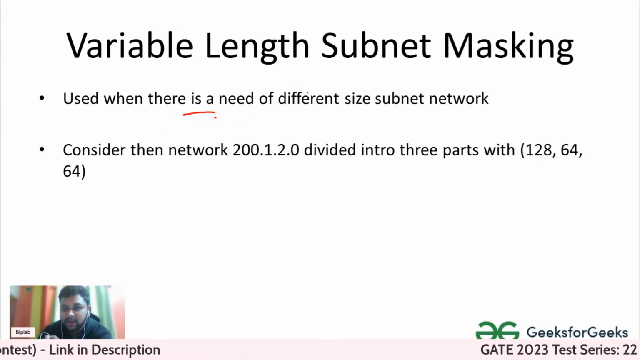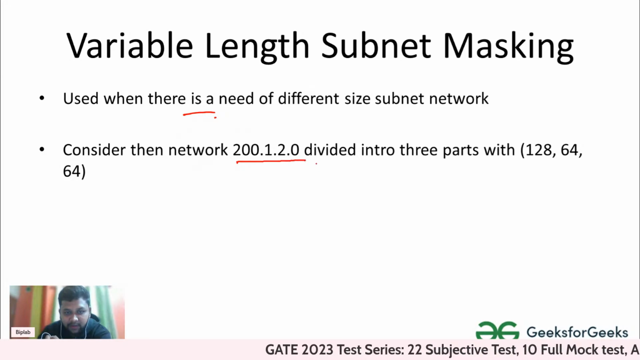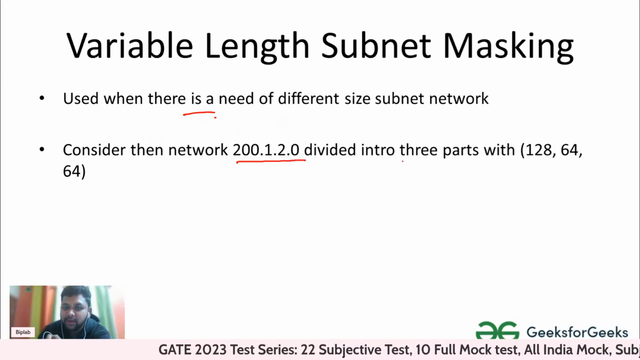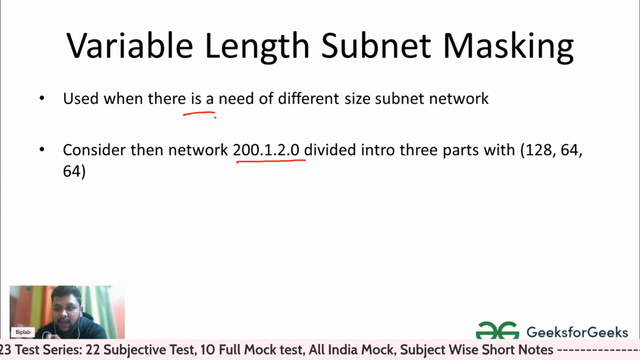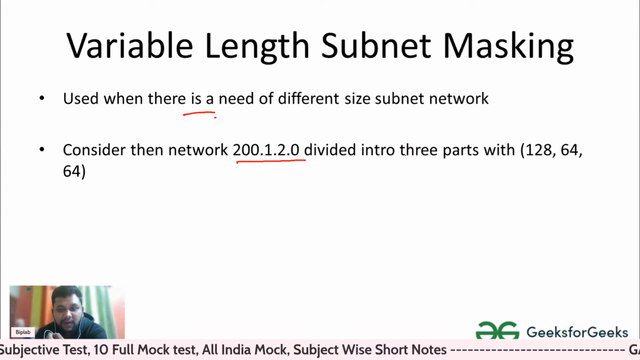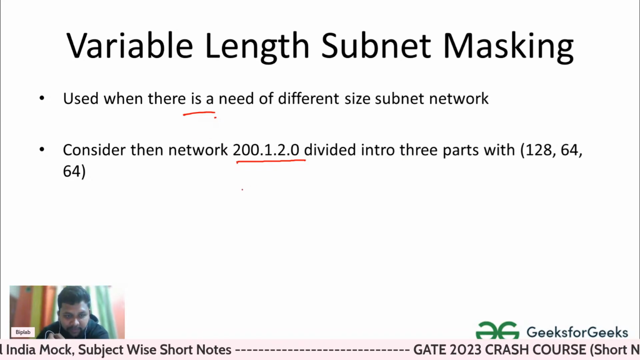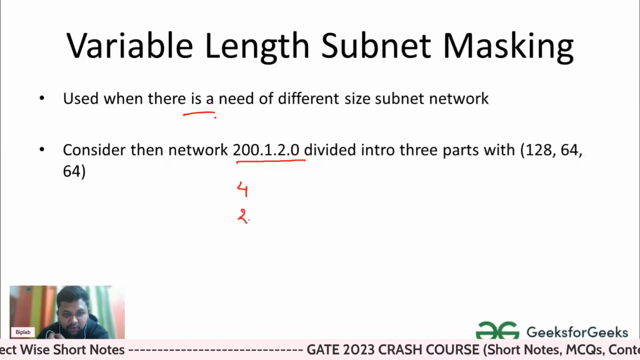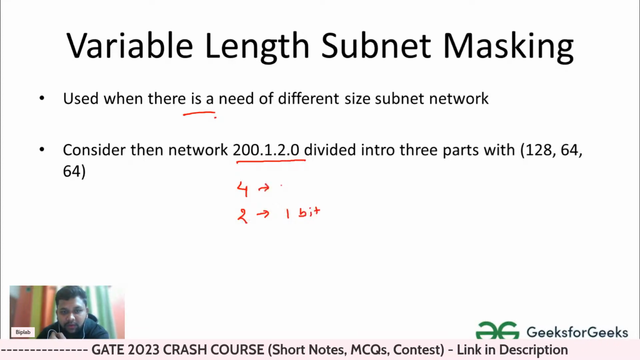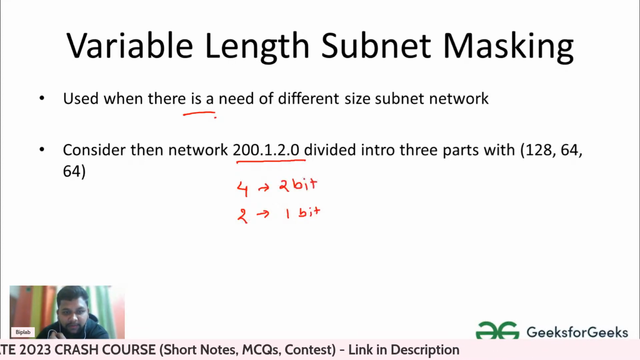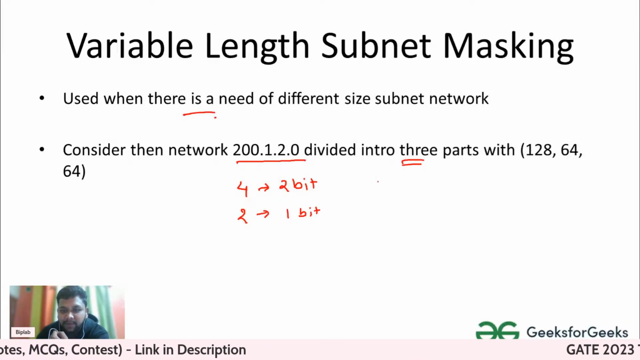So, variable length subnet masking. Now you are given an IP address 200.1.2.0 and you have to divide it into three subnets. Each will have 128, 64 and 64 IP addresses. Now you could divide it into two subnets using one bit. You will require 2 bits to divide it into four subnets. But here you are asked to divide it into three subnets.